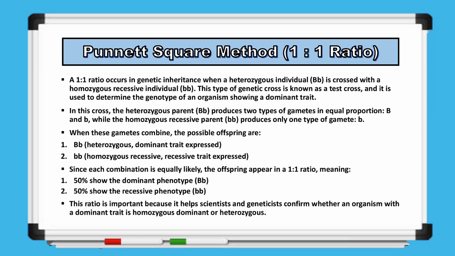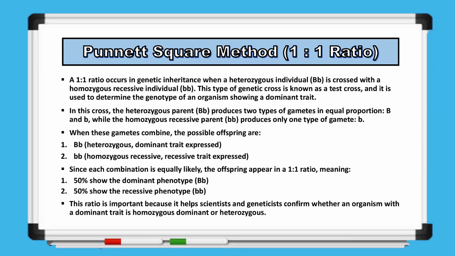In this cross, the heterozygous parent produces two types of gametes in equal amounts, one carrying the dominant allele and one carrying the recessive allele. The homozygous recessive parent produces only one type of gamete, carrying the recessive allele. When fertilization occurs, the possible offspring are individuals that are heterozygous and individuals that are homozygous recessive. The heterozygous offspring show the dominant trait, while the homozygous recessive offspring show the recessive trait.